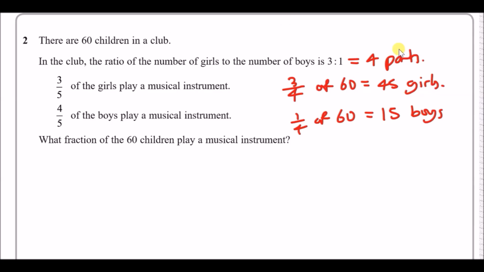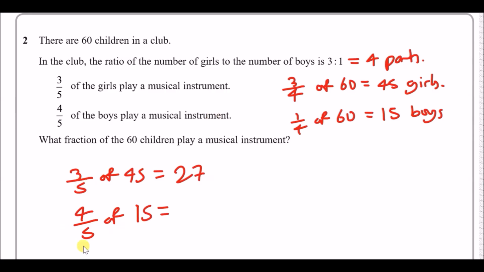Now, let's follow this up. On the next line, it says 3/5 of the girls play a musical instrument. So 3/5 of the 45 play a musical instrument. Again, you can put this in a calculator, and this should give us 27 play music, whereas 4/5 of the boys, and that's 4/5 of 15. So 1/5 is 3, times 4 is 12. So 12 play a musical instrument.